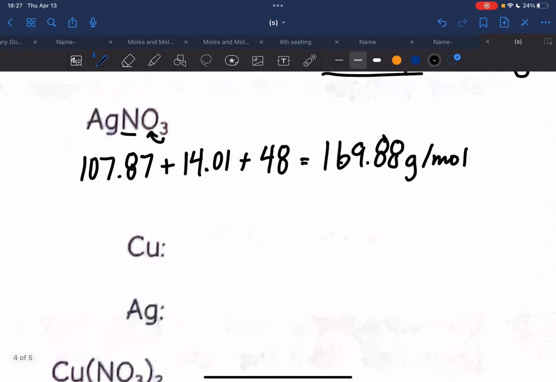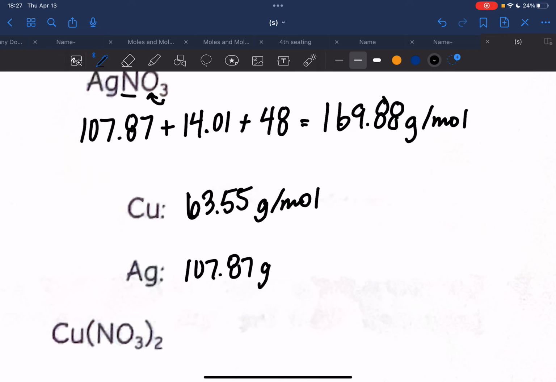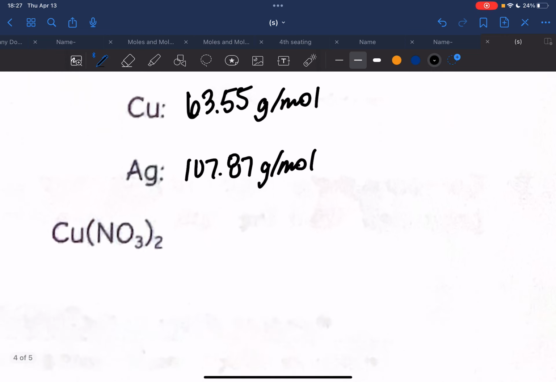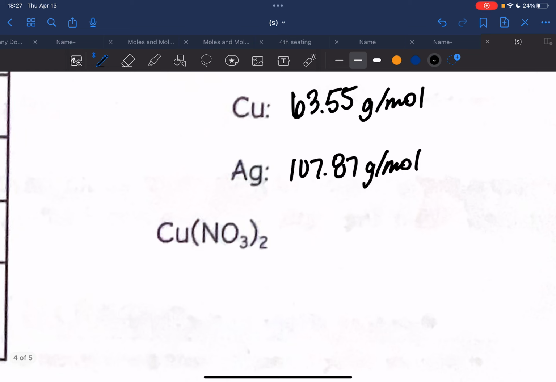Copper, that's just straight from the periodic table. This is going to be 63.55 grams per mole. Silver, like we said earlier, that's 107.87 grams per mole.